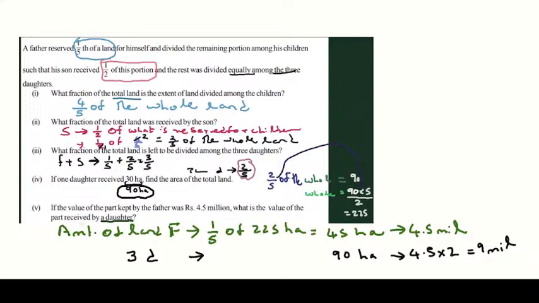So if the value of the land all three daughters got is 9 million collectively, what's the value of the land area a daughter got? Divide 9 million by 3. Then it is 3 million. So the answer for Roman 5 is 3 million.